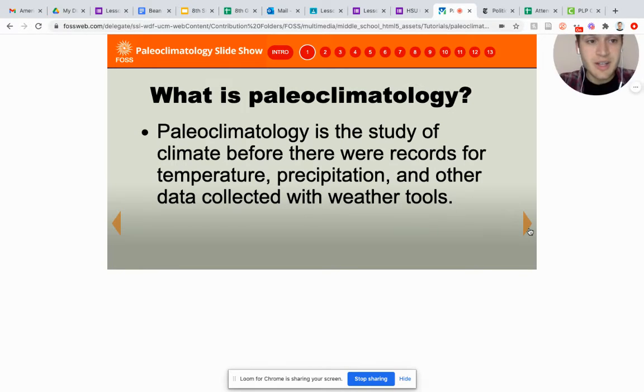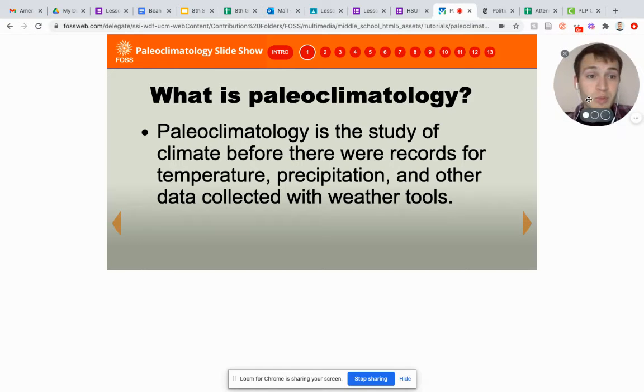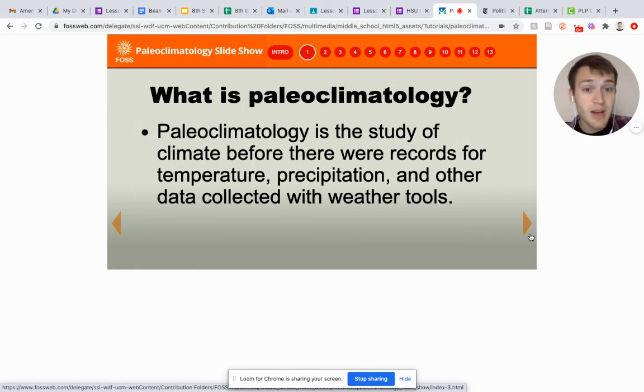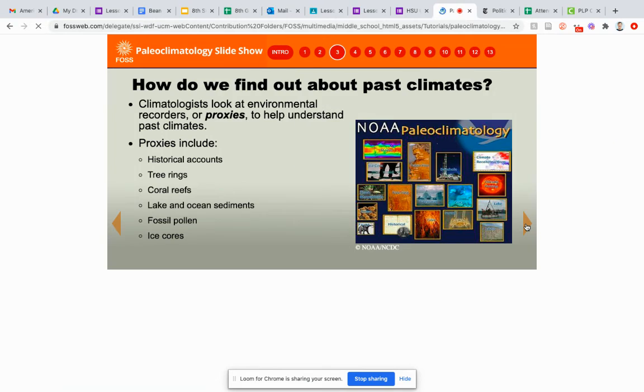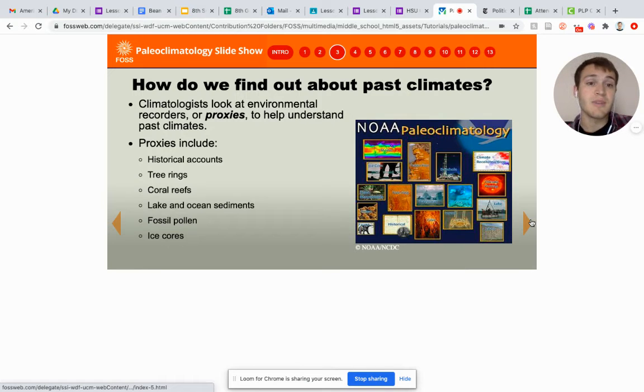So like I said, paleoclimatology is the study of climate before there were records for temperature, precipitation, and other data. No humans were there thousands, millions, or billions of years ago. So we have to find other, creative ways to know what the climate was like. And so these other sources of data are called proxies. The proxies are just different sources of evidence for what the climate was like thousands, millions, or billions of years ago. So I'm going to walk you through some different proxies that we have and how we use them.